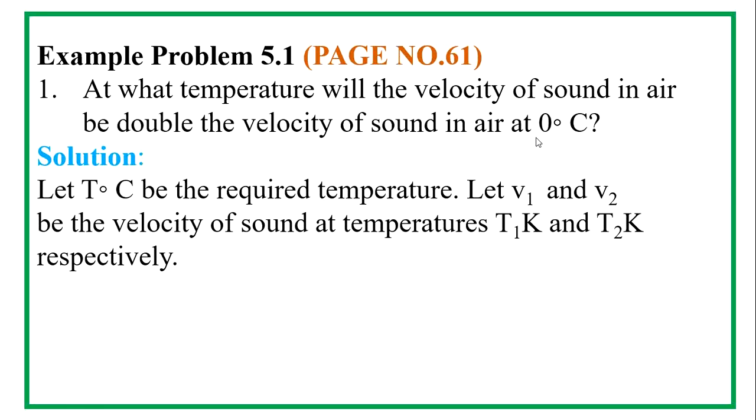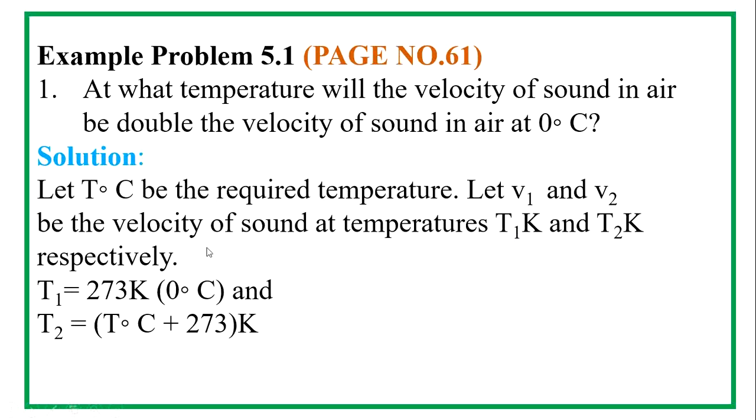Solution. Let T degree Celsius be the required temperature and V1 and V2 be the velocity of sound at temperatures T1 Kelvin and T2 Kelvin respectively. For V1 and V2, the temperatures are T1 Kelvin and T2 Kelvin. What is the value for T1? T1 is equal to 273 Kelvin, that is 0 degree Celsius.